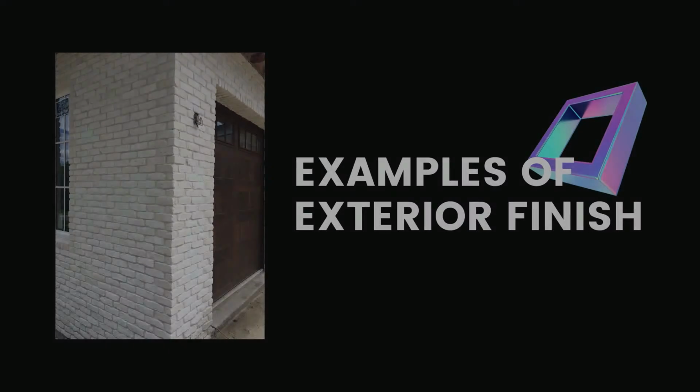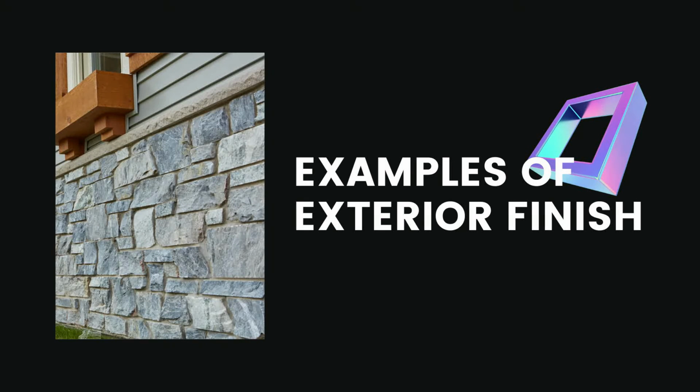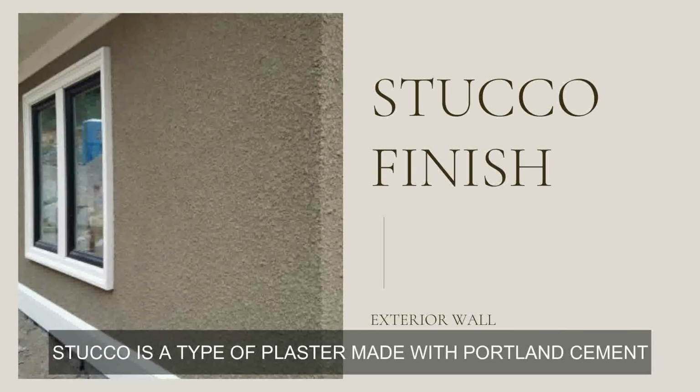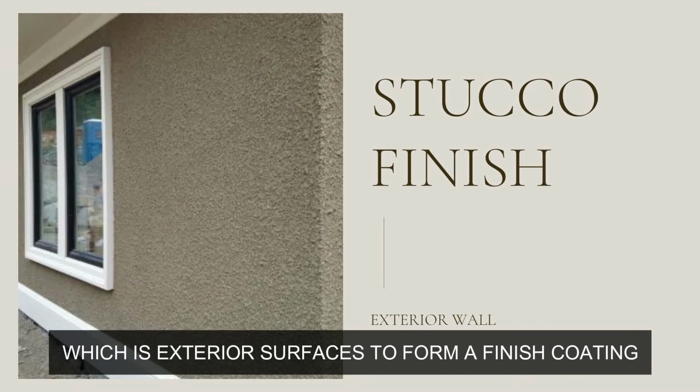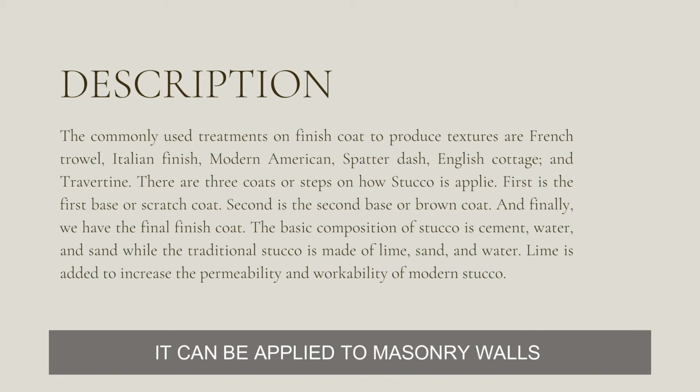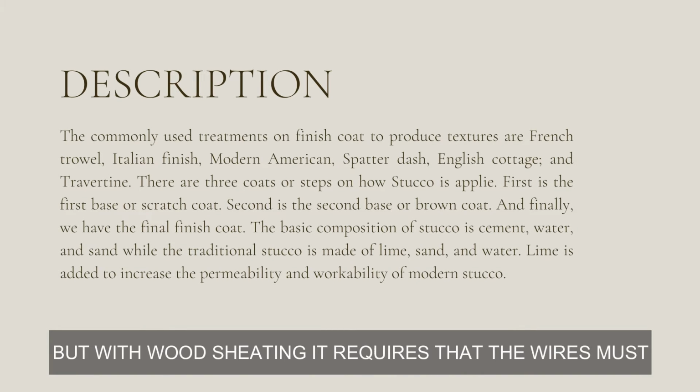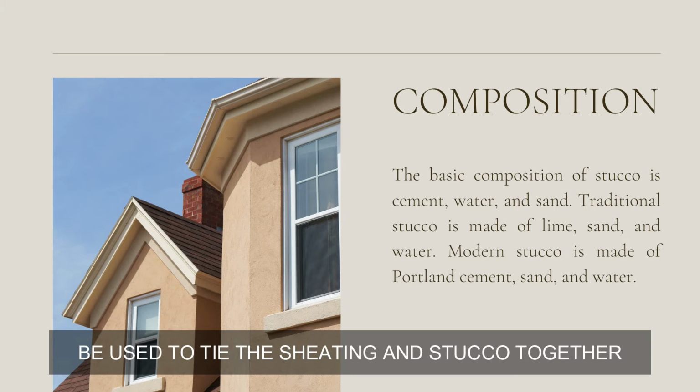Now, going for the first kind of exterior wall finishing material, we have the stucco. Stucco is a type of plaster made with Portland cement which is applied to exterior surfaces to form a finished coating. It can be applied directly to masonry walls, but with wood sheeting, wires must be used to tie the sheeting and stucco together.